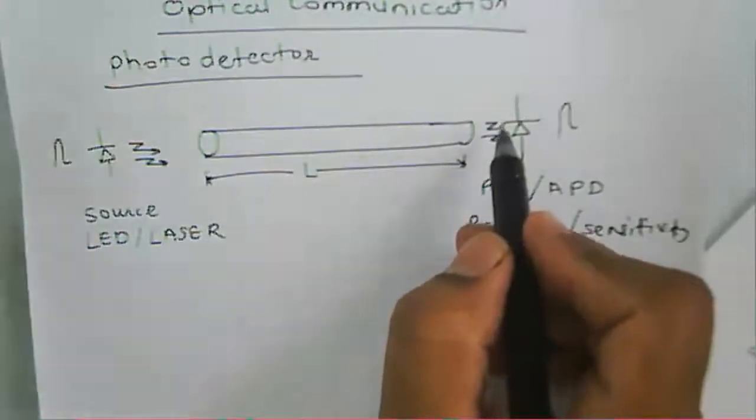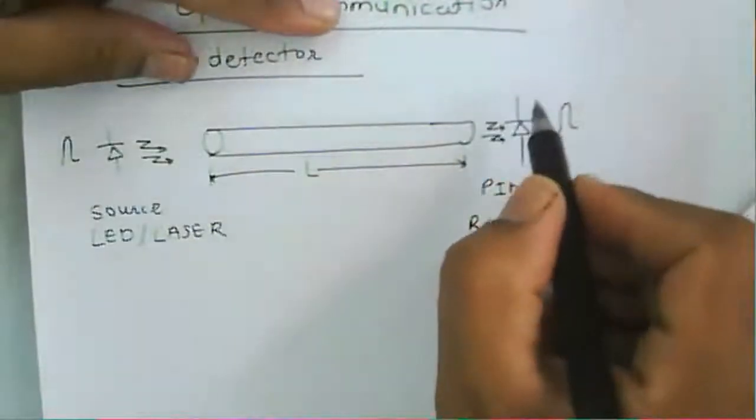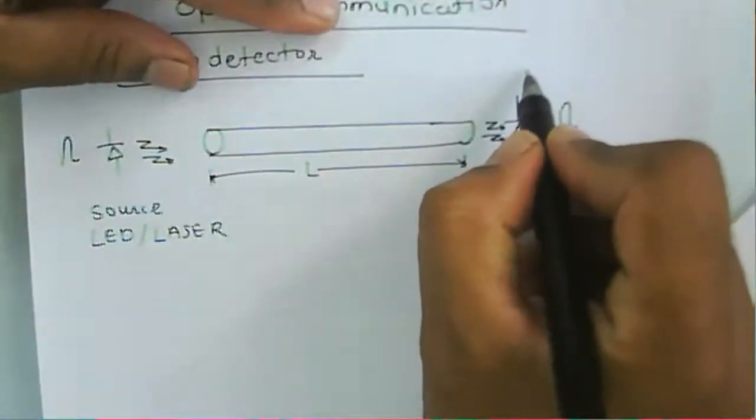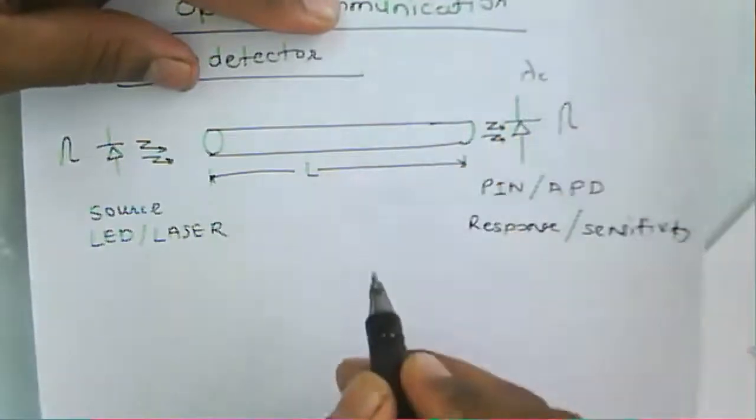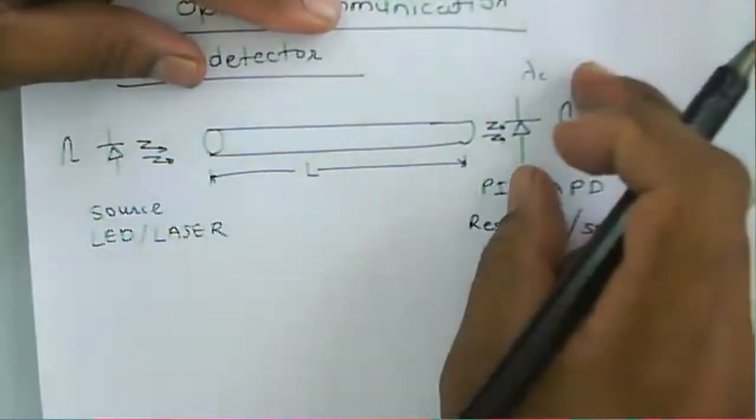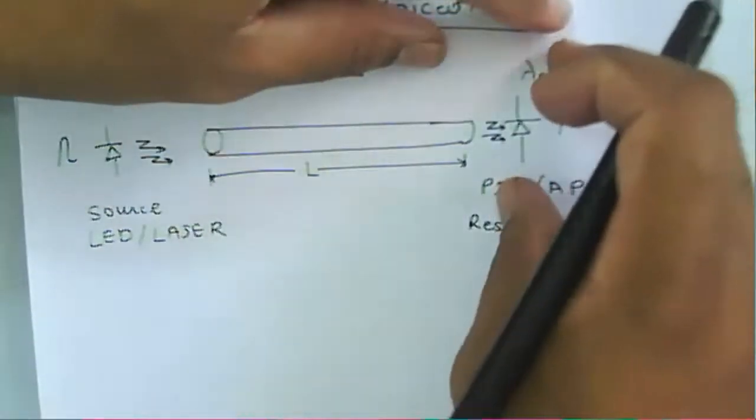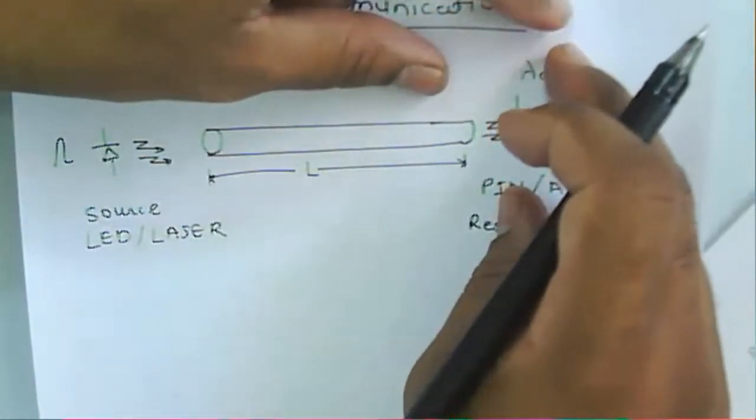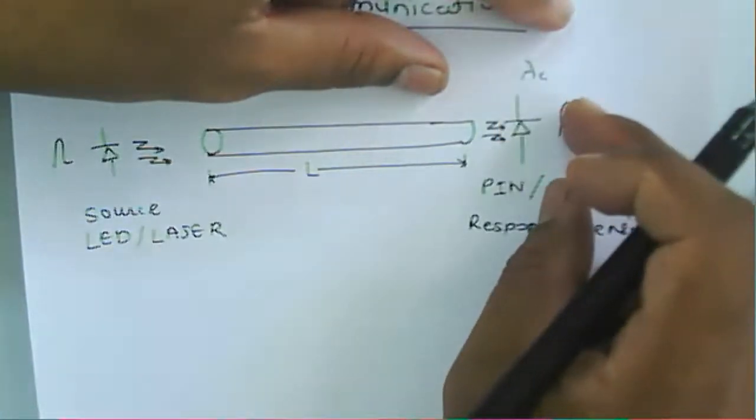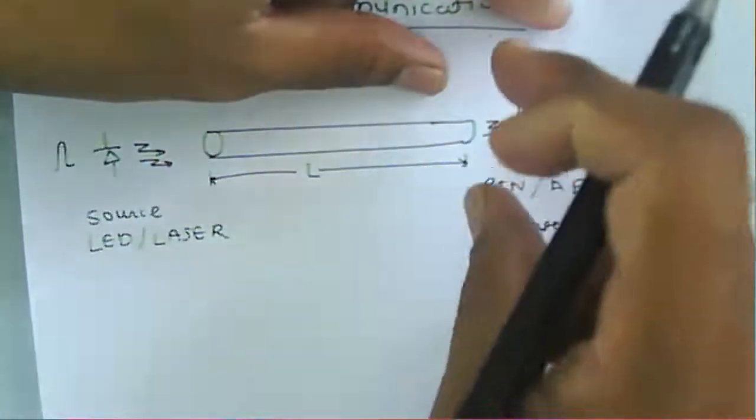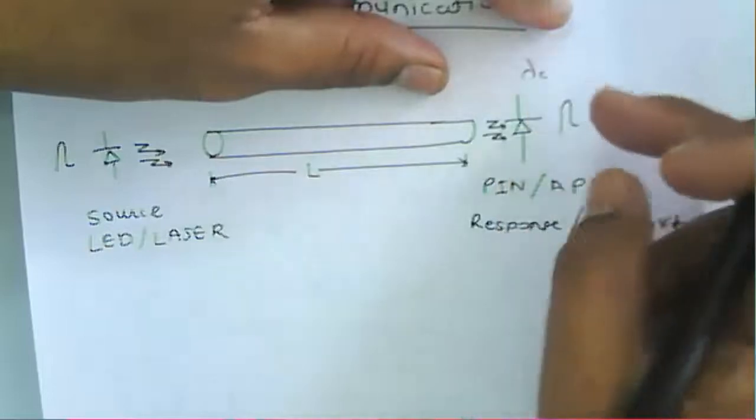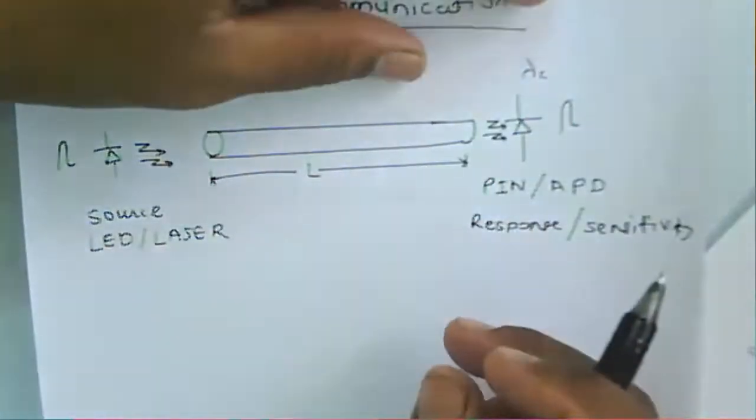Now this detector will work for some particular wavelength of a signal. So what will be the cutoff wavelength of this particular detector? That we will learn here. The cutoff wavelength generally depends upon the material we are using and the energy gap of that particular material.